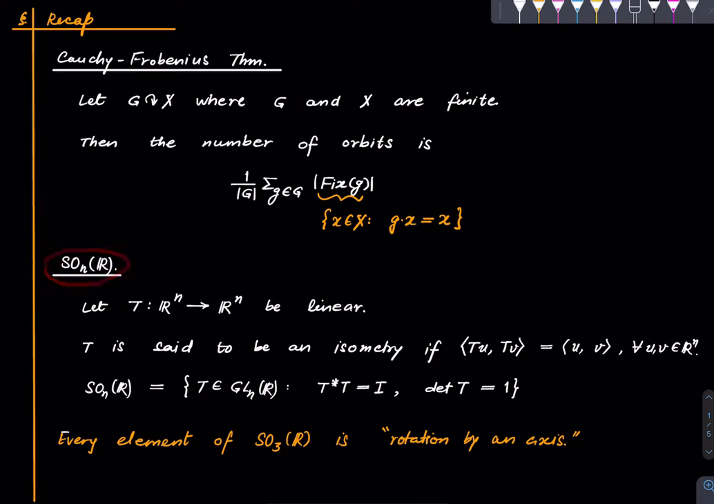rotation. We recently looked at this in a previous video. So it's basically those linear maps which preserve the geometry of the space and which have determinant 1. So this condition is the same as that, and determinant 1 is what gives you the rotations and not the reflections. So that's the definition of SO(n, R), the special orthogonal group of R^n. And Euler's theorem says that every element of SO(3) is a rotation about an axis.